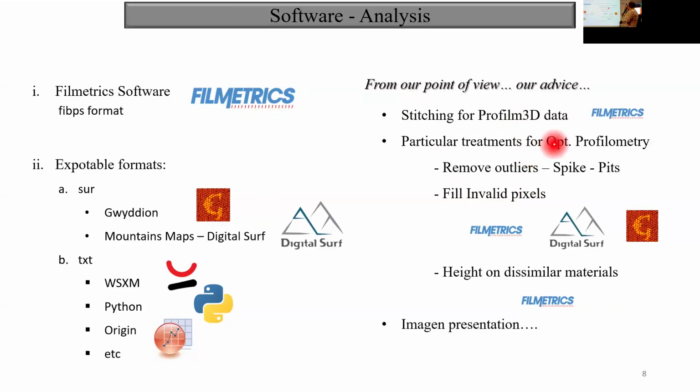Particular treatment for optical profilometry that I wasn't familiar with is the removal of outliers or filling invalid pixels. These three software packages do it, but I would recommend using Filmetrics, then Digital Surf, and Gideon also, but it's not that direct to do it. And for the height of dissimilar materials, Filmetrics already has an option for that. And we have contacted Digital Surf to implement something related to that in Mountains.